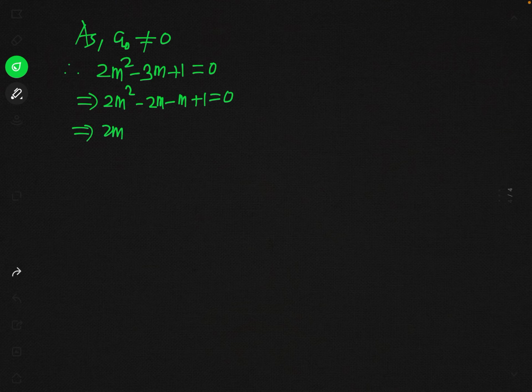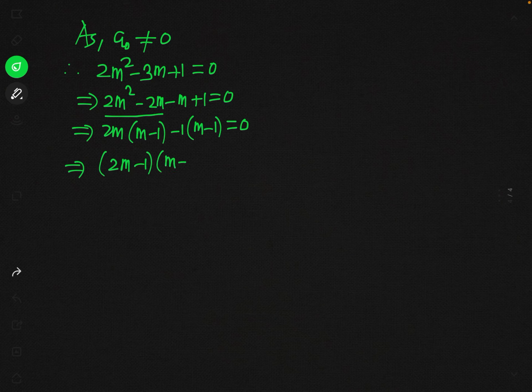Now take this 2m as a common factor in the first two terms. So this will be 2m into m minus 1. Now take minus 1 as a common factor, then this will be again m minus 1, and this will be equal to 0. So you can write that 2m minus 1 into m minus 1, and this will be equal to 0. So from here we will find the values of m.